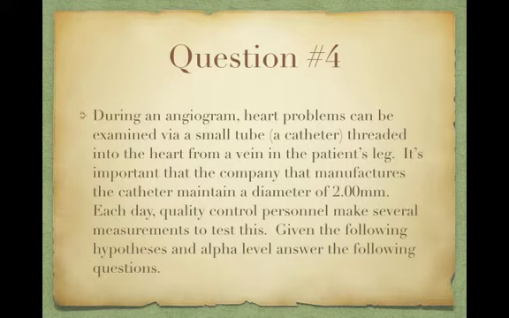All right, then the last question. During an angiogram, heart problems can be examined via a small tube, which is called a catheter, threaded into the heart from a vein in the patient's leg. It's important that the company that manufactures the catheter maintain a diameter of 2.00 millimeters. Each day, quality control personnel make several measurements to test this. And I'm going to give you the hypotheses and the alpha level, and then we're going to answer some questions about these.